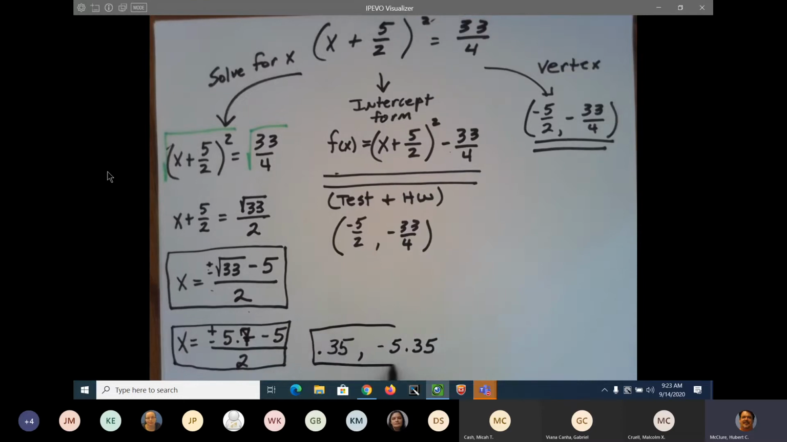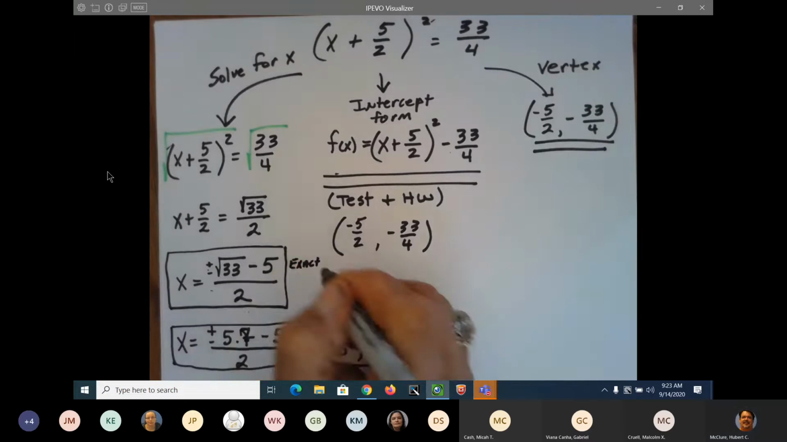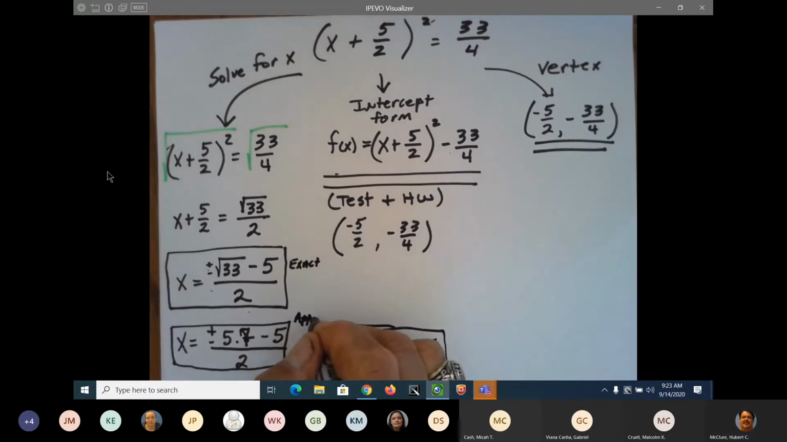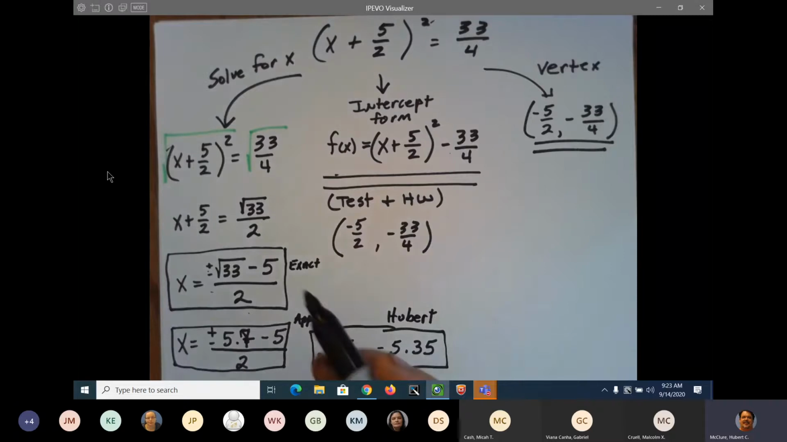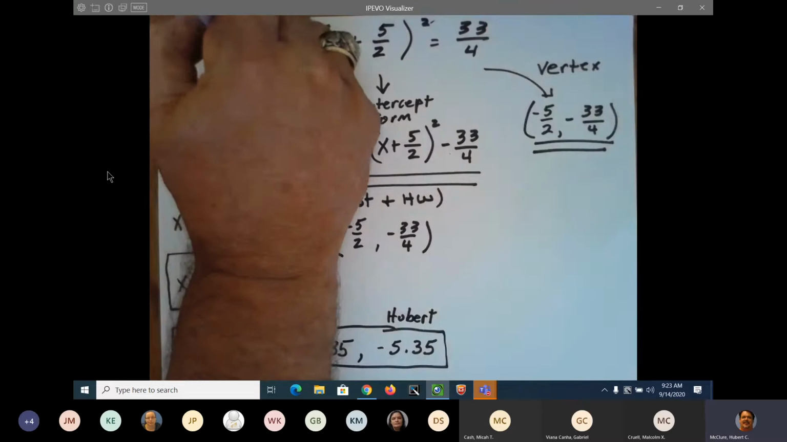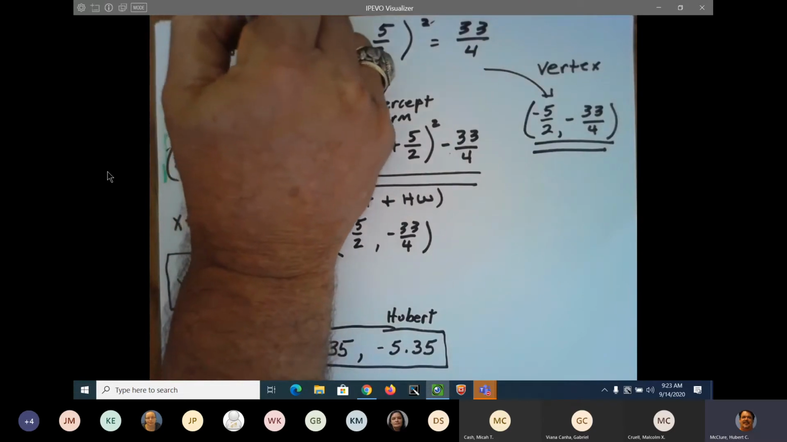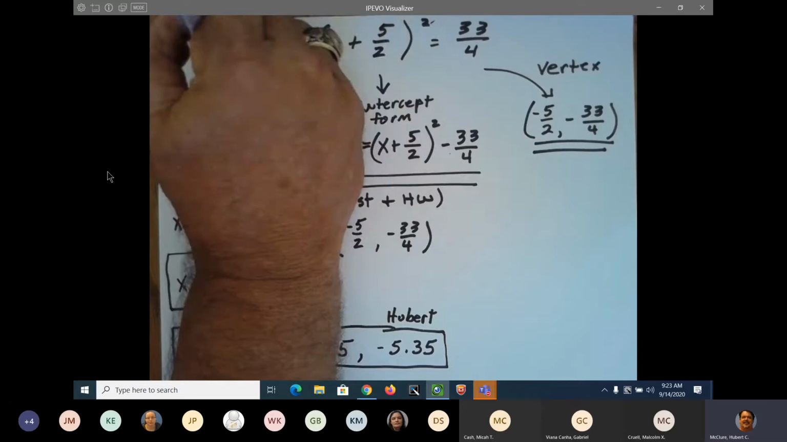So these are the three possible answers. This is exact. This is approximate. And this is, Hubert, what I want, but people in Hades want ice water. I like this because that way you get to see what your two x-intercepts are, and when you are graphing all of this, it helps. So there's your three possible answers for your x-intercepts or solutions. X-intercepts don't sound sophisticated enough, so they call them solutions.